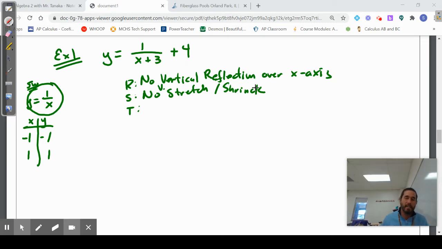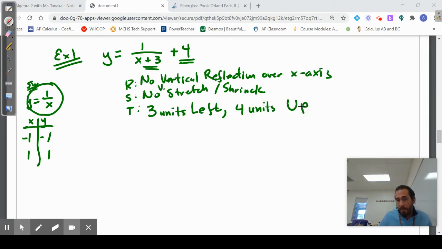And then translation. Now, hopefully we remember from earlier that that +3 means there's a translation of 3 units. You guys remember? Do you guys remember? Say it, say it, say it. Left. Remember, it's kind of like we do the opposite. And then that number that's outside of the function affects it vertically, remember? So we would say that's 4 units, and we do exactly what that bad boy says. So we would say up 4 units.